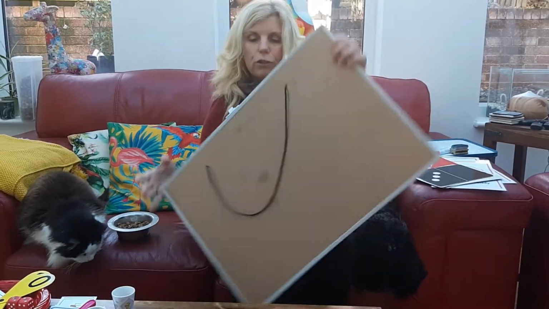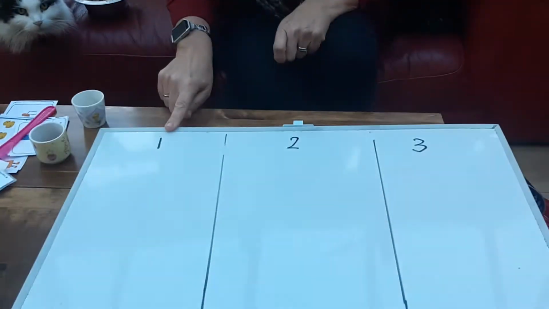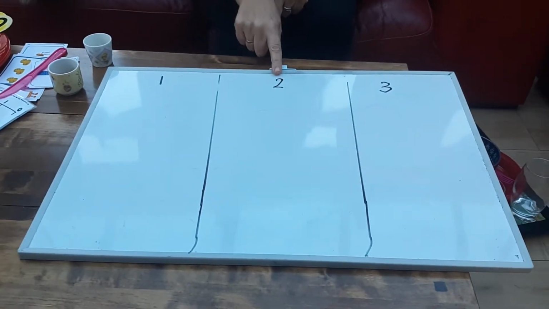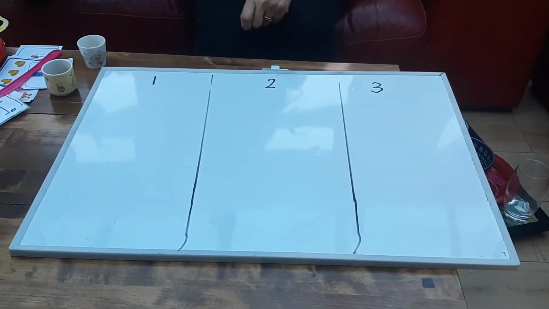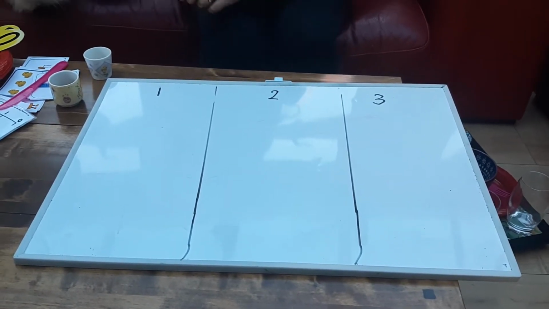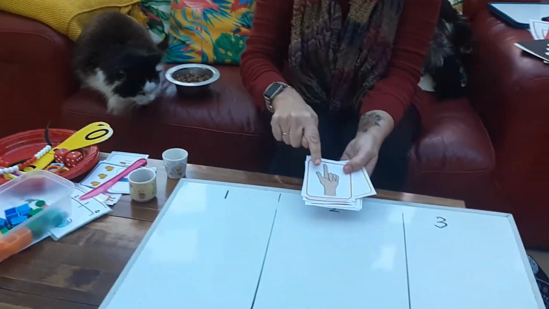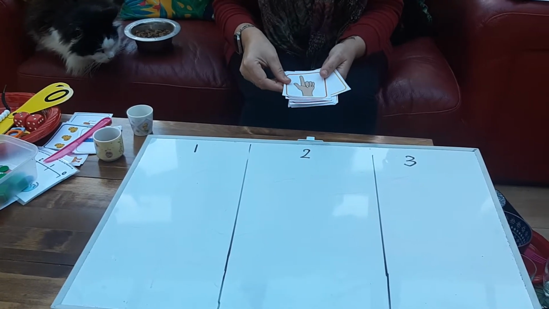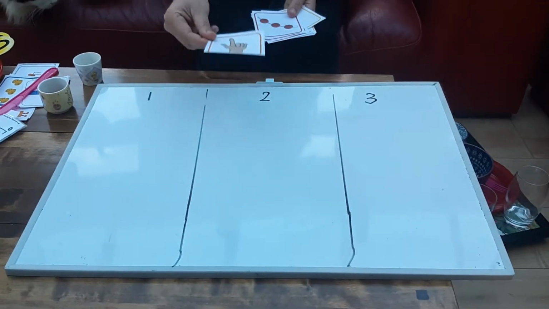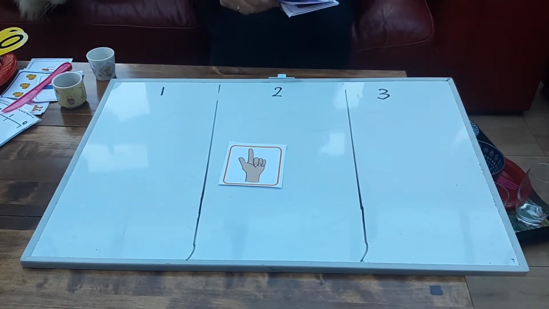So here I have my board. I've drawn lines down to separate so I can sort them out, and I've written numbers 1, 2 and 3. Let's have a look and see if you can decide where these go. How many fingers are shown? 1, 2. Where does it go? 2 goes there, underneath the numeral 2.